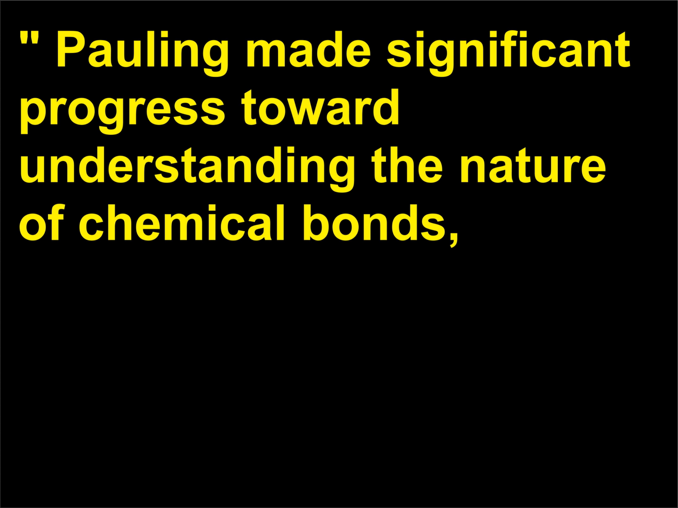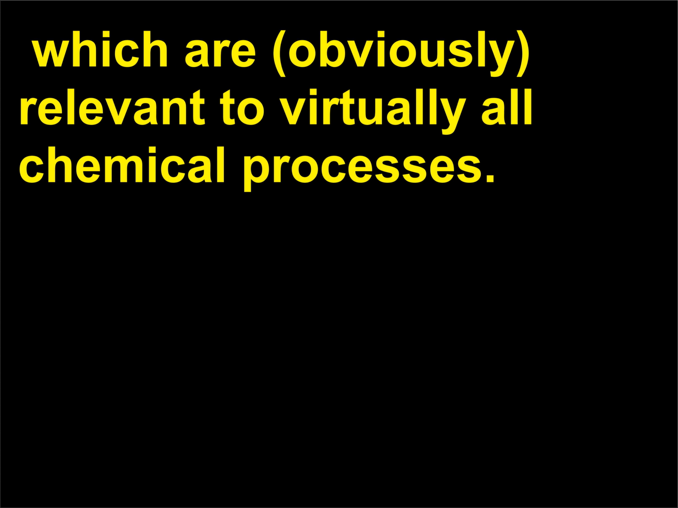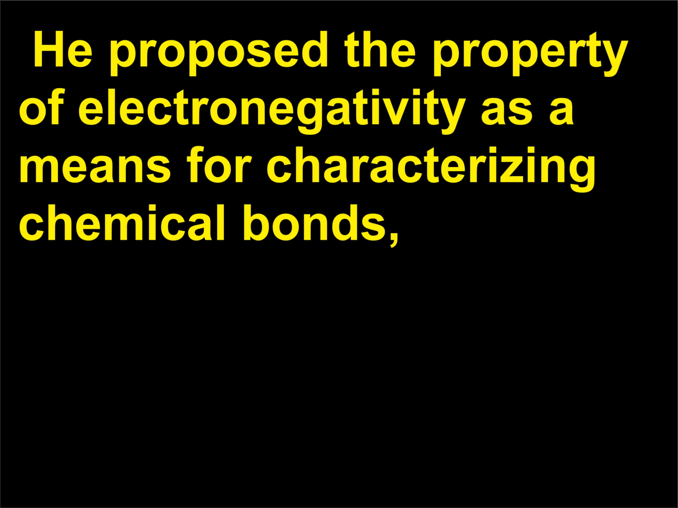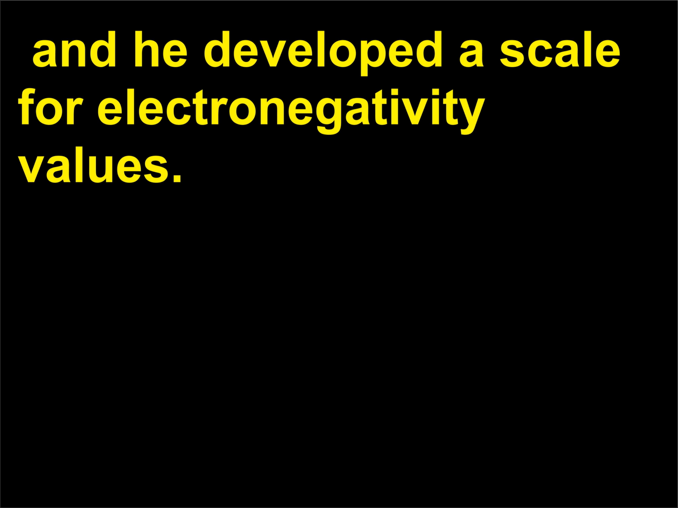Pauling made significant progress toward understanding the nature of chemical bonds, which are, obviously, relevant to virtually all chemical processes. He proposed the property of electronegativity as a means for characterizing chemical bonds, and he developed a scale for electronegativity values.